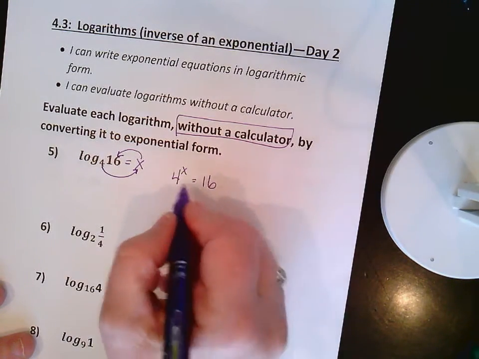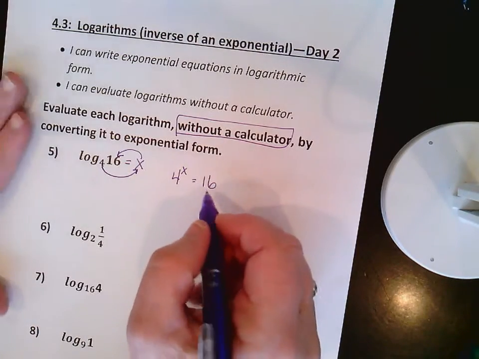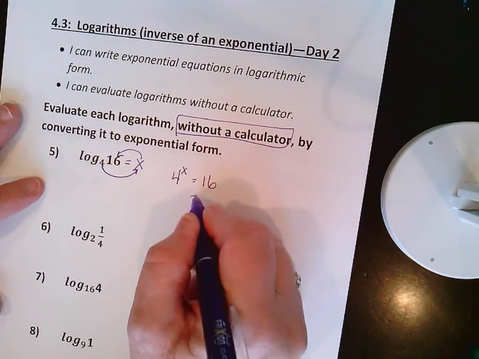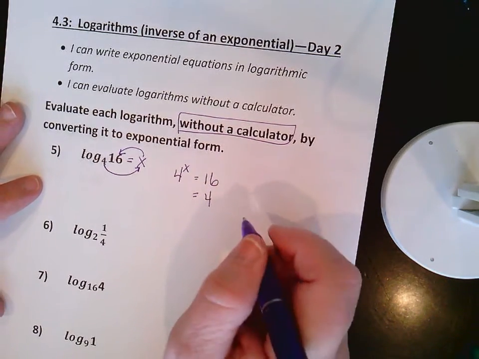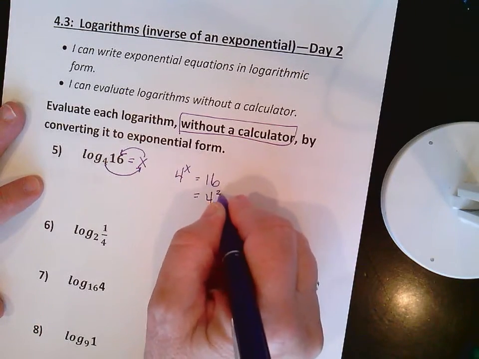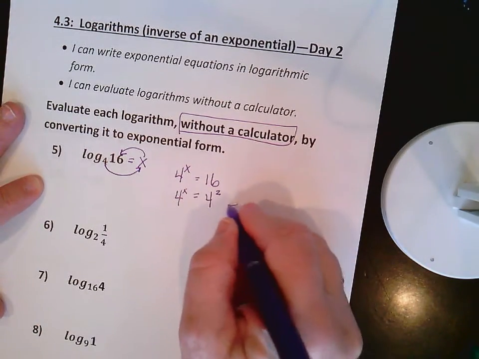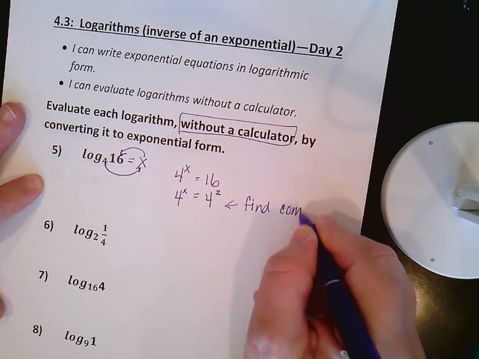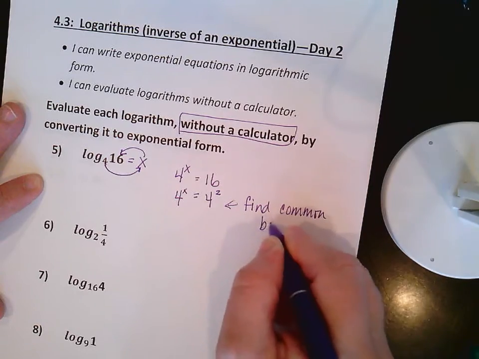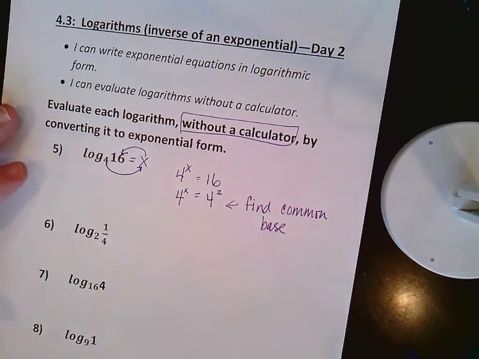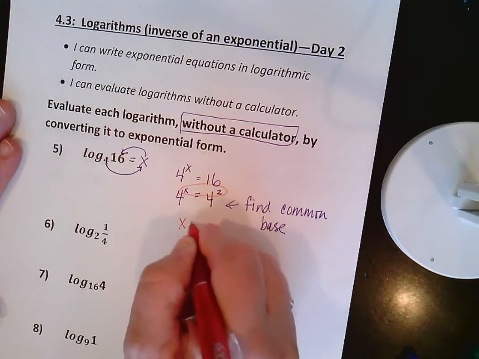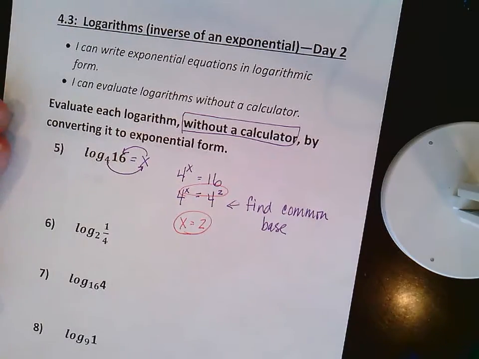Then I want to rewrite these as having a common base. And what you ask yourself is, well, can I rewrite 16 as a base of 4? Is there a 4 to a power that gives me 16? Well, 4 to the second gives you 16. So what I did is I found a common base. Then once you find a common base, if the bases are the same, then you can set the exponents equal to each other, and my x is 2. But you can't set your exponents equal to each other until you have a common base.